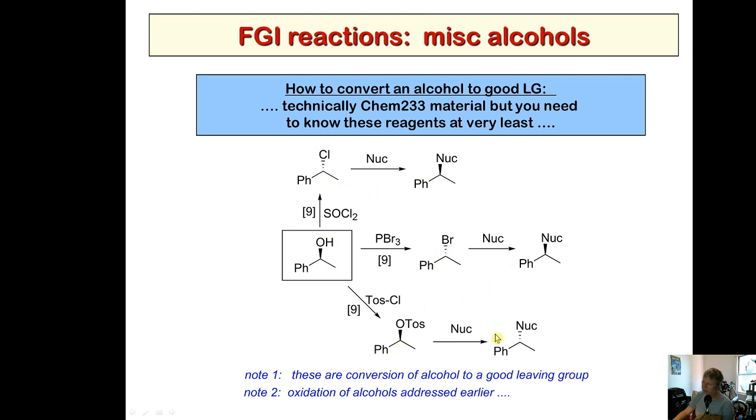Now this whole chirality and stereochemistry thing only applies if it's secondary. If you have a primary alcohol, there's none of this. There's no stereochemistry, right? But yeah, for the most part, you guys know about PBr3 makes a bromide, and you can do some reactions with that.